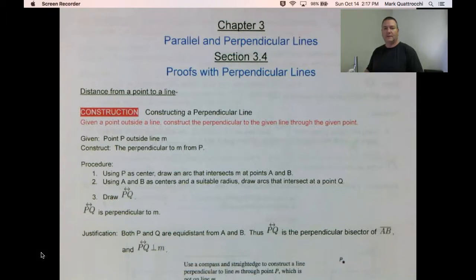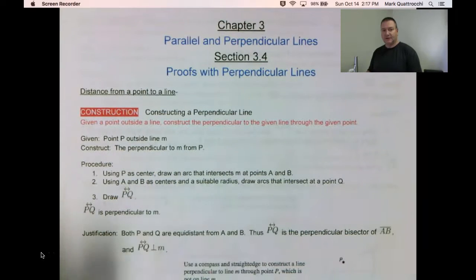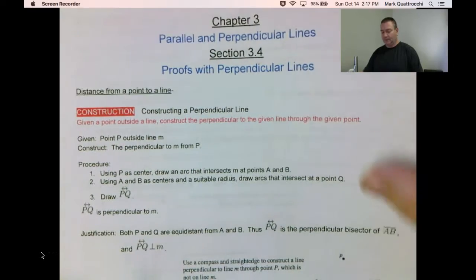Section 3.4, proofs with perpendicular lines. Don't miss the distance from a point to a line definition here. A lot of people in the past have missed that one. Don't be one of those people.